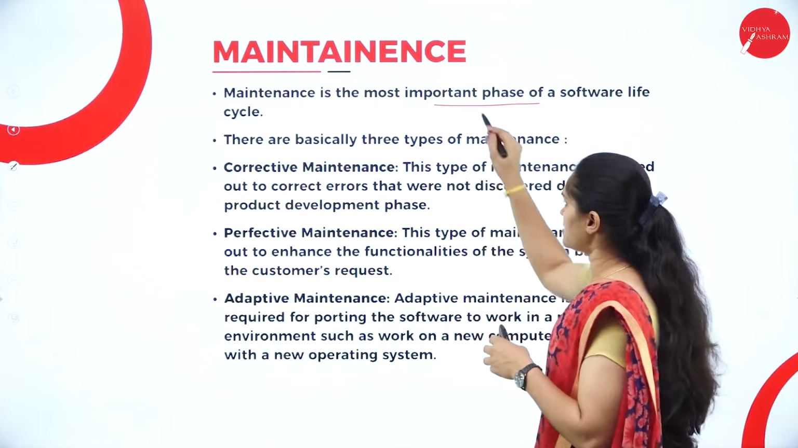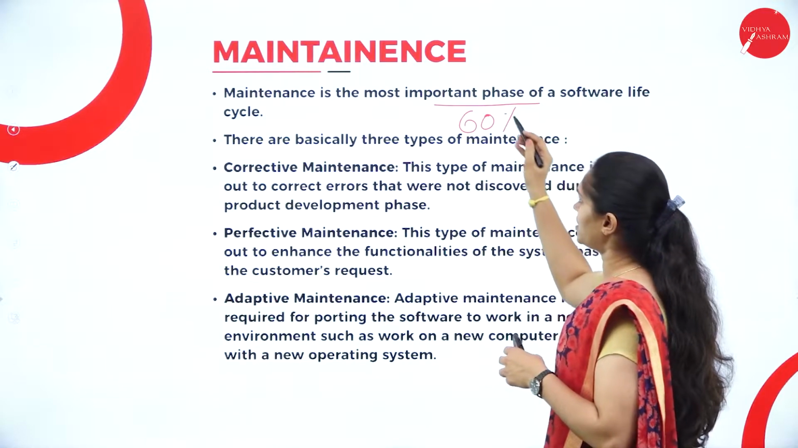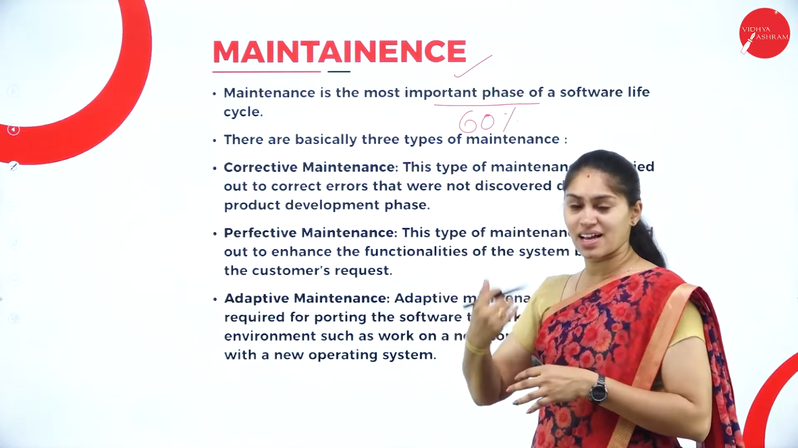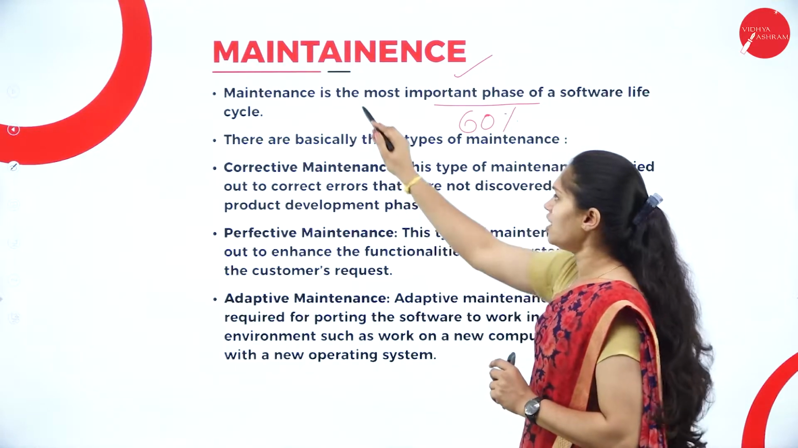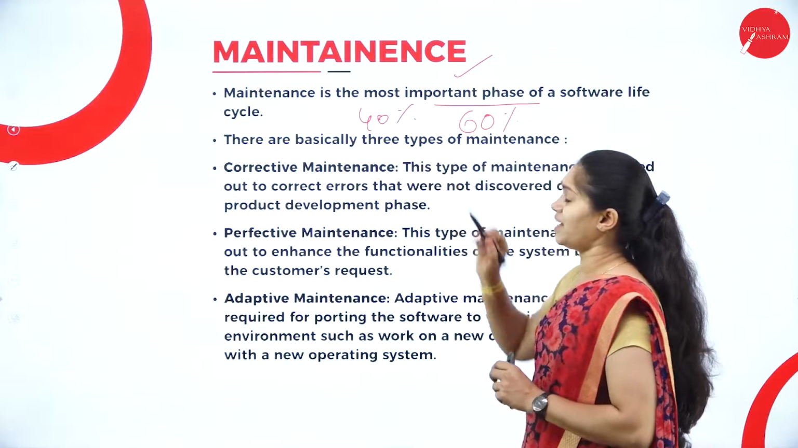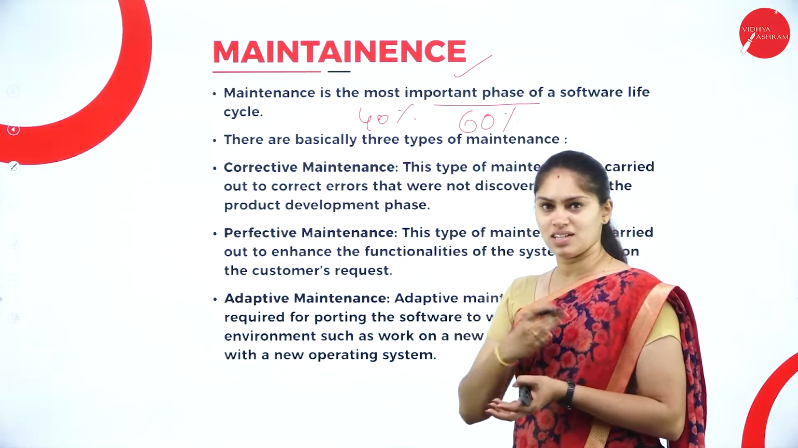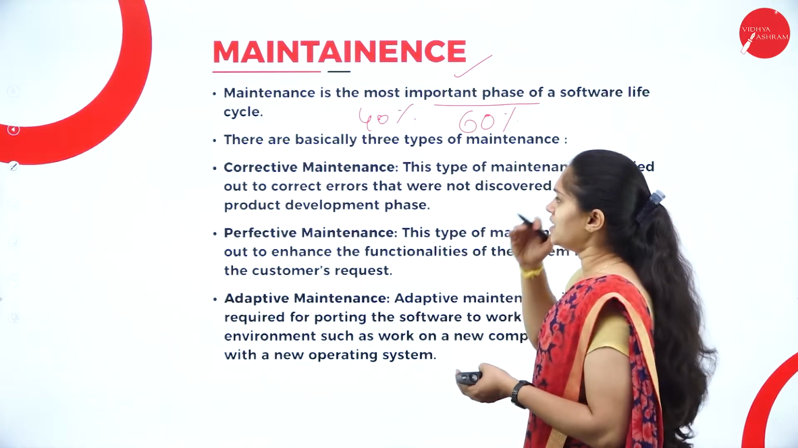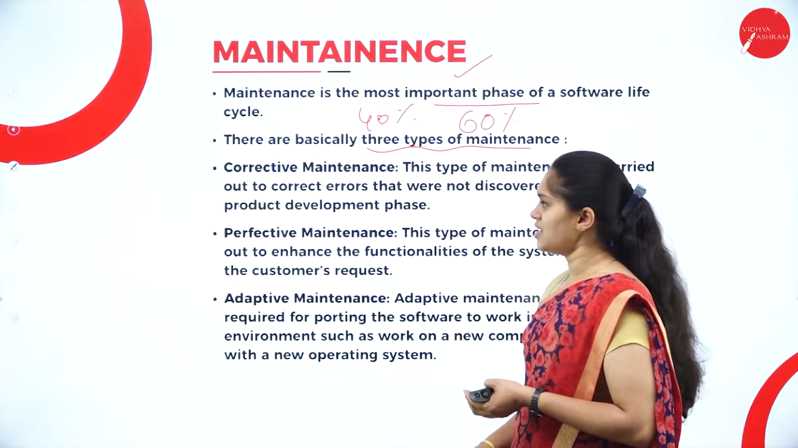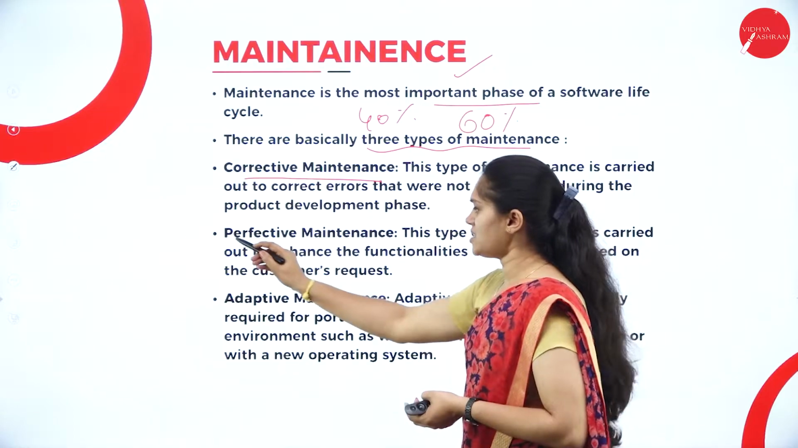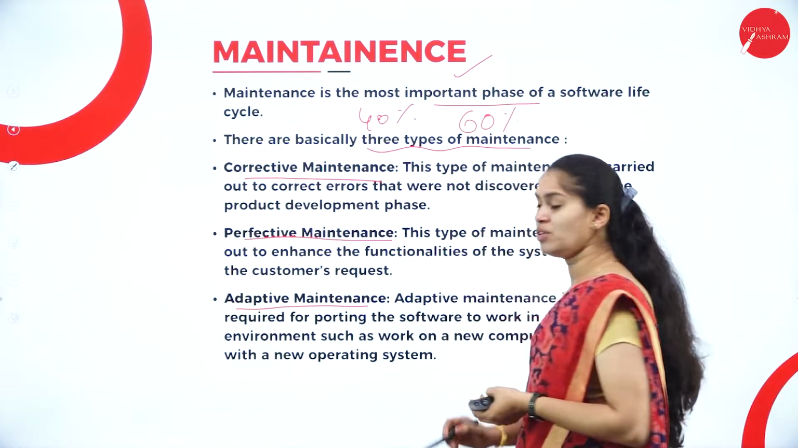Out of 100%, 60% will be given to this maintenance rather than the design or implementation. All those other phases are going to be completed within 40%, but maintenance will be about 60% of the life cycle. There are 3 types of maintenance in the maintenance phase: corrective maintenance, perfective maintenance, and adaptive maintenance.